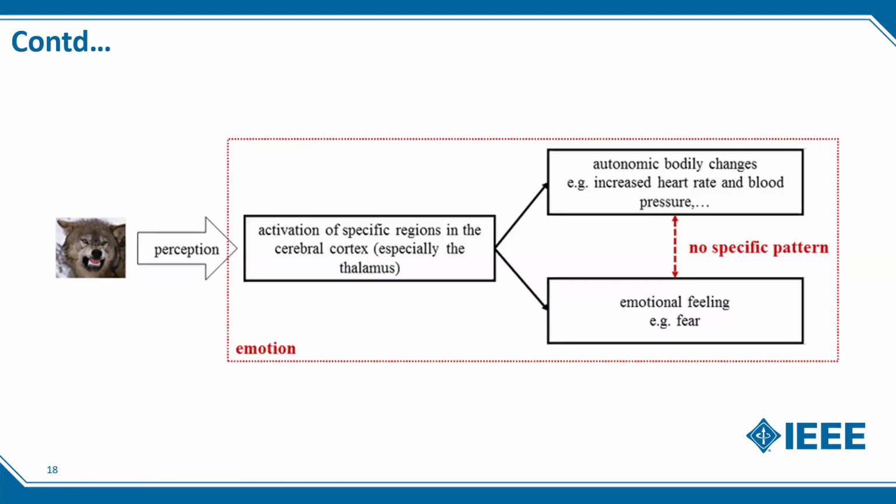So this is the concept: activation of a specific region in the cerebral cortex, especially the thalamus, and the stimulus causes both physiological responses and emotions.